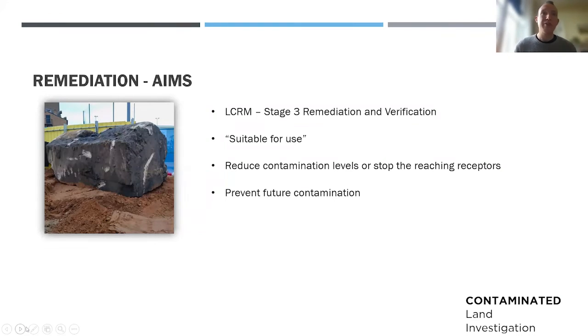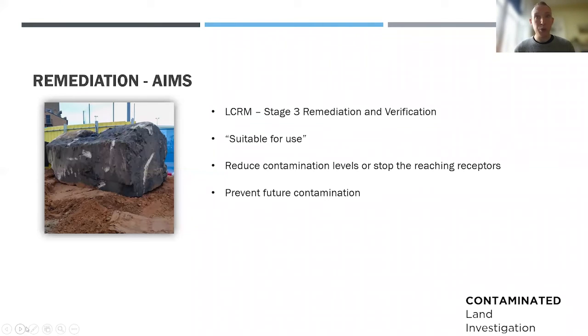For example, a housing development will need to have lower levels of contamination because of kids playing in back gardens and people growing vegetables, than an industrial estate where people aren't interacting with the soil. The ultimate aim will always be to reduce contamination levels or stop them reaching a receptor like people or a river. And usually the aim is also to prevent future contamination.